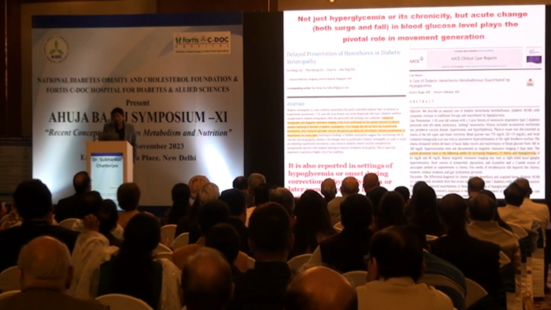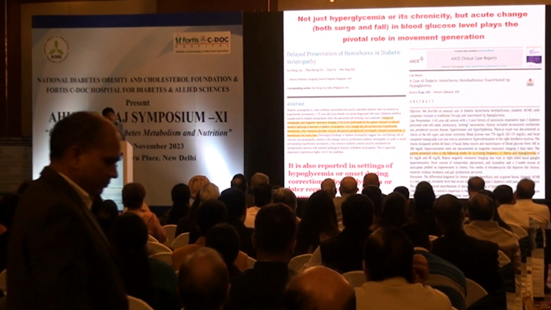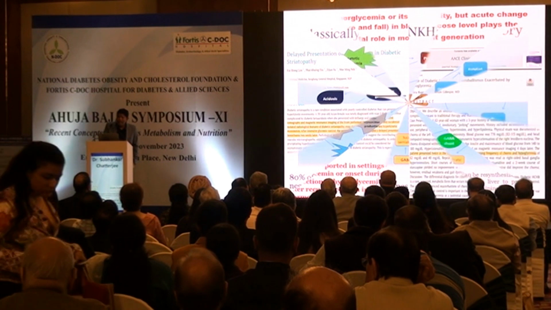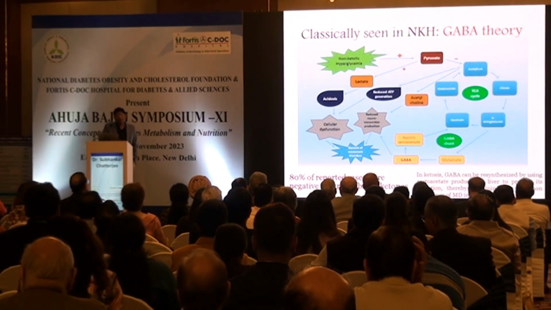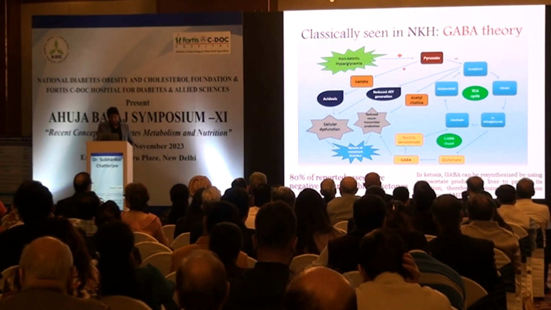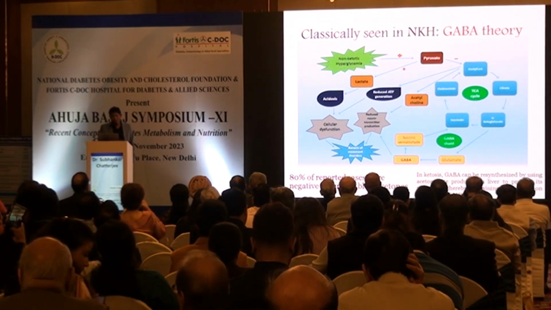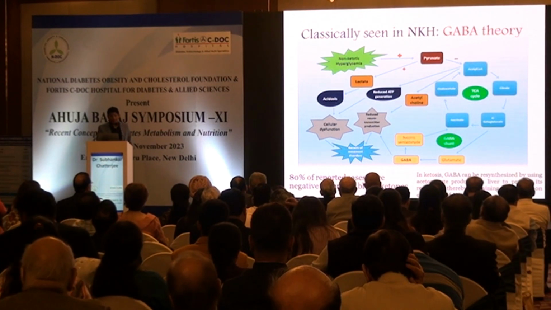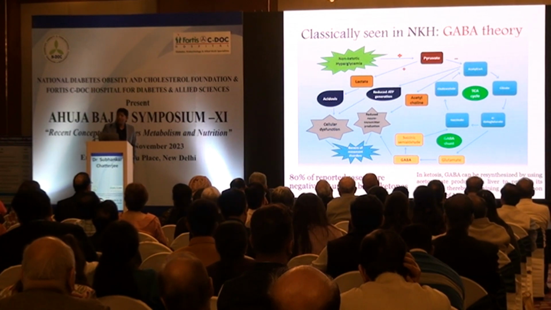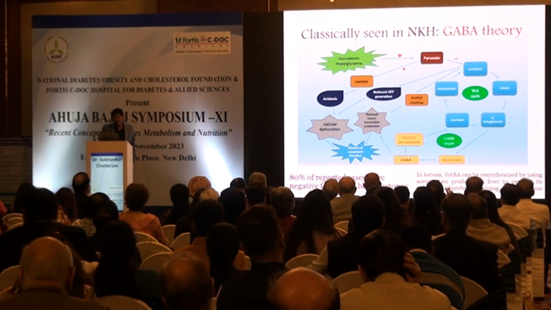Not just hyperglycemia, but also its chronicity and acute surge, and also the acute fall in the blood glucose level, play the pivotal role in the movement generation. It is mostly seen in the state of non-ketotic hyperglycemia, as explained by the GABA theory. What happens in the ketotic state? There are always so many ketones that GABA tends to regenerate, so the GABA level in the blood remains high, and the propensity to develop abnormal movements is a little bit lesser in the ketotic state than in the non-ketotic state.